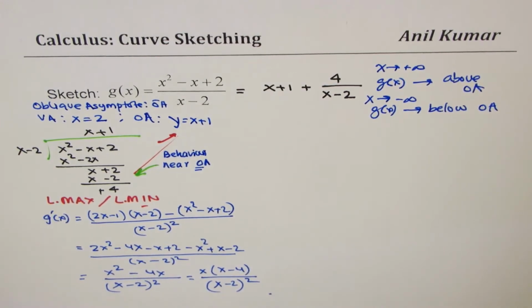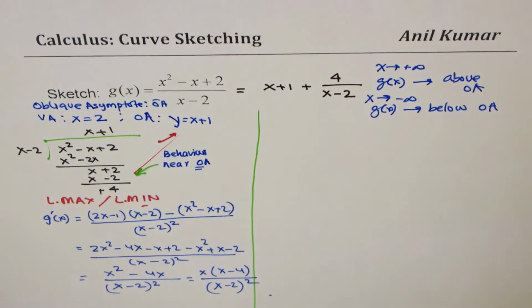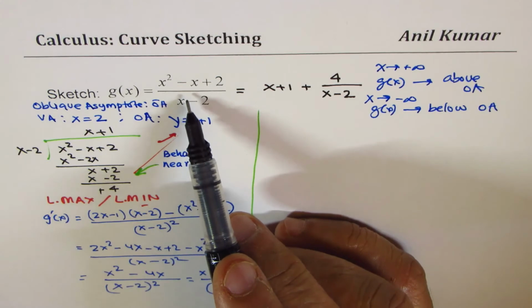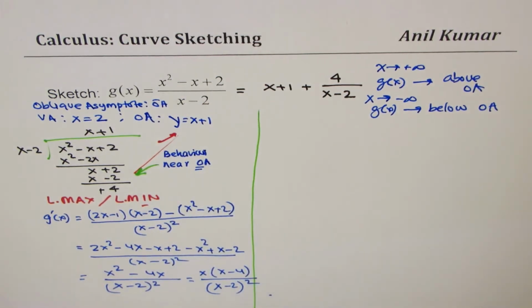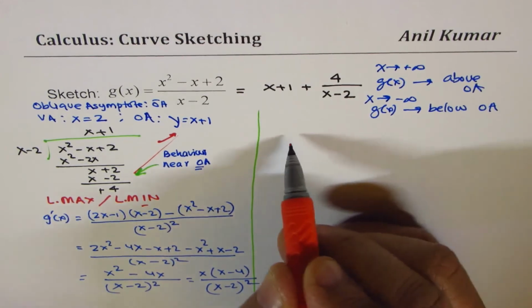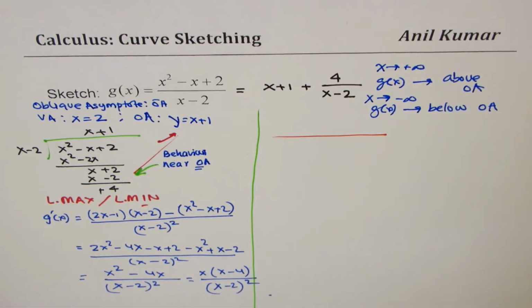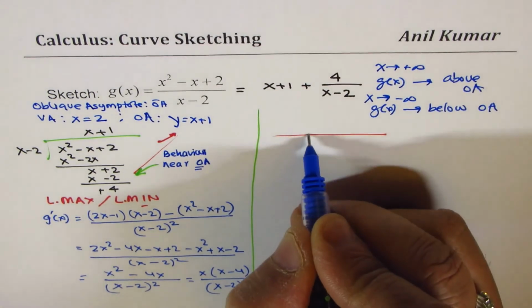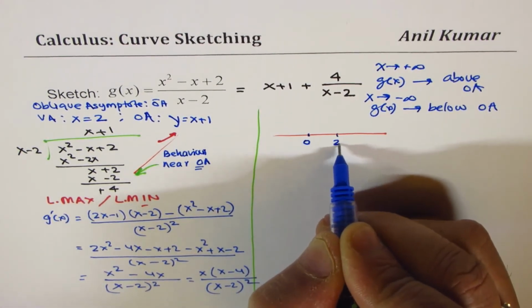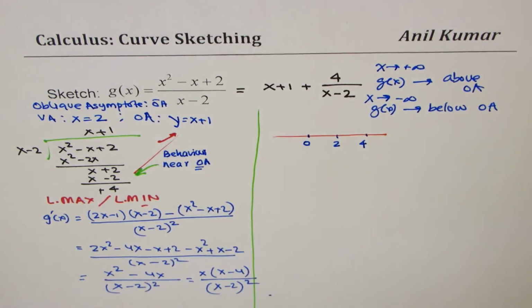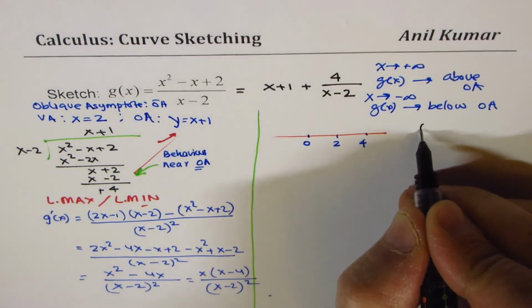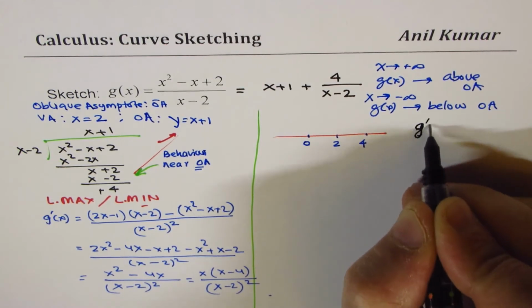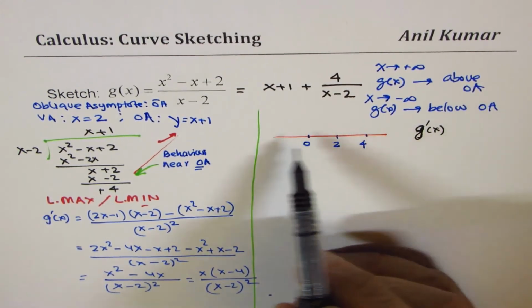Now let's try to analyze the first derivative. This is one of the most critical parts of our curve sketching in this particular function. So if you analyze, what you have here is, let's say, two zeros and a vertical asymptote. So x equals 0, 4, and 2. So we're looking at these points, x equals 0, x equals 2, and x equals 4. We're trying to analyze the first derivative, g dash x. Okay, so let's take test points.